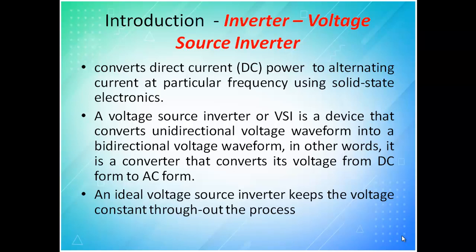So in a voltage source inverter, on the input side, your voltage is always kept constant, and only the current varies depending upon the load. An ideal voltage source inverter keeps voltage constant throughout the process. That is what I have told now. So throughout the process you will say voltage is constant because it is a voltage source inverter.